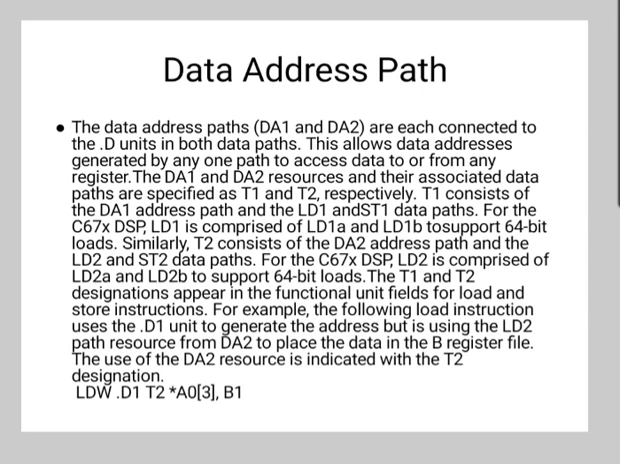T1 consists of the DA1 address path and the LD1 and ST1 data paths. For the C67x DSP, LD1 is comprised of LD1A and B to support 64-bit load. Similarly, T2 consists of the DA2 address path and the LD2 and ST2 data paths. For the C67x DSP, LD2 is comprised of LD2A and B to support 64-bit load.